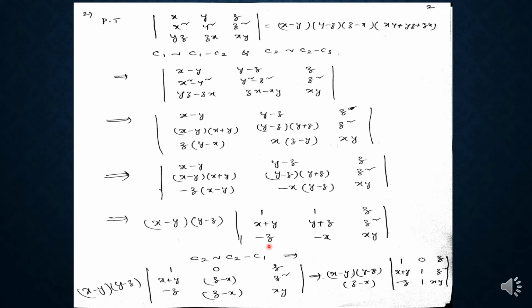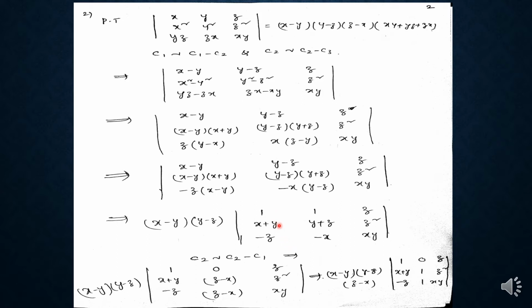Now to simplify this determinant, here two ones are there. By taking column operations, one element can be changed into 0. So C2 changes to C2 − C1, that means the second column changes to C2 − C1. So the first column and third column have no change. They will be as it is.